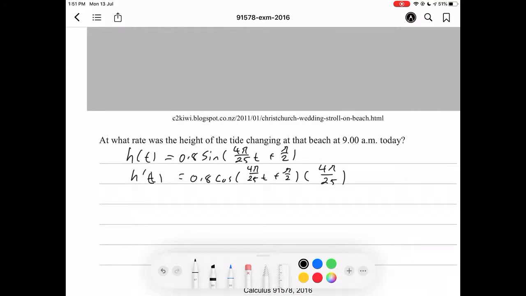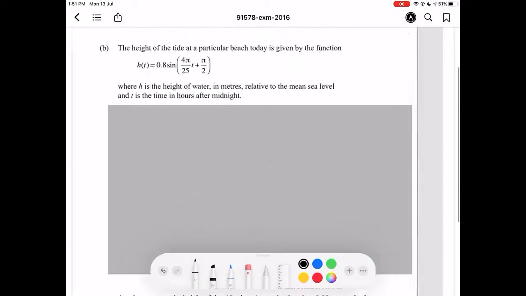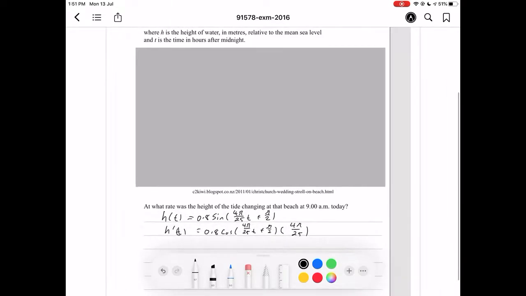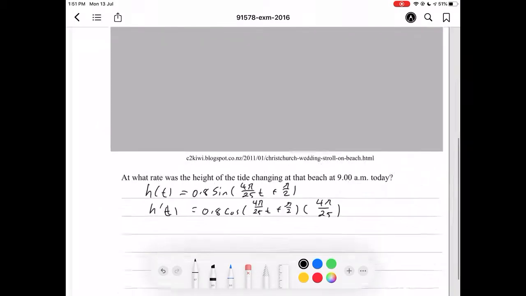And what was the rate of change of the height of the tide at 9 a.m.? The question tells us that h is the height of water relative to mean sea level, and t is the time in hours after midnight. So midnight is at 12 a.m., and it says what was the rate of change at 9 a.m. So 9 hours has passed. So our t value in this case is going to be equal to 9.